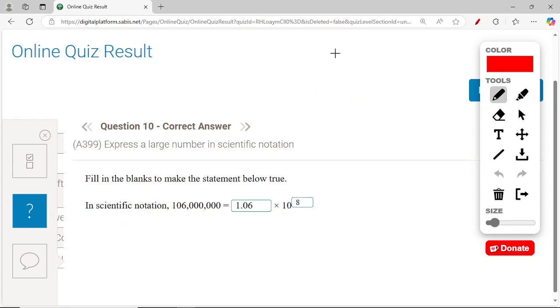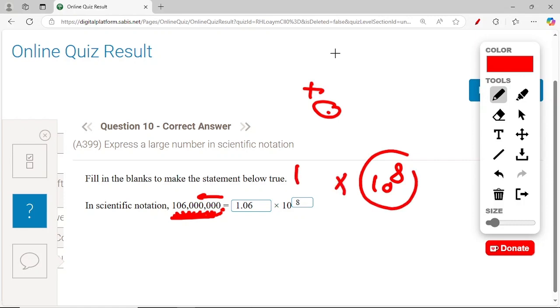Okay. Now fill in the blank to make the statement below true. So I have 106 million. Okay. So I will move. I have here the decimal point, so I'll move to the left. That means that the power will be positive. Okay. So it will be 1, 2, 3, 4, 5, 6, 7. Okay. I need to make scientific notation. So I moved 8 digits to the left, so the power will be positive, so 10 power of 8, and it will be 1.06 times 10 power of 8.